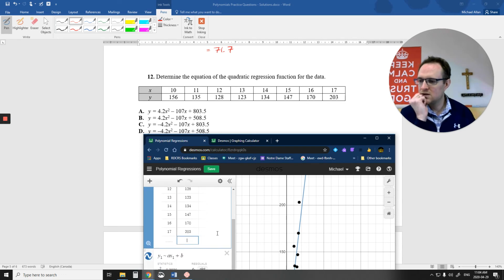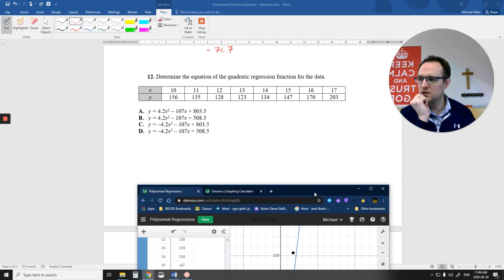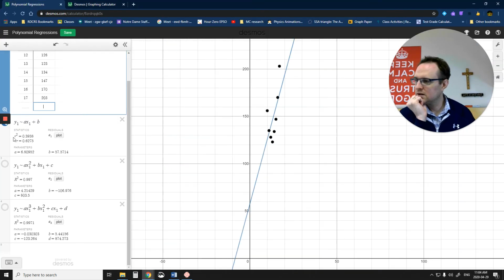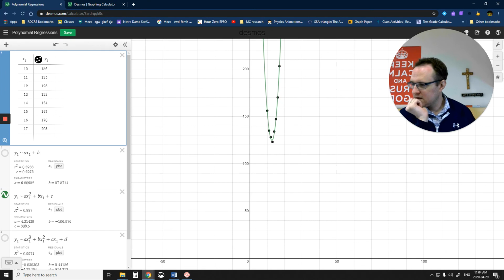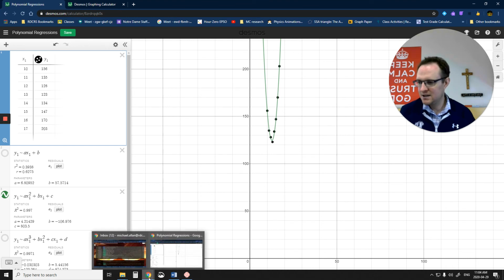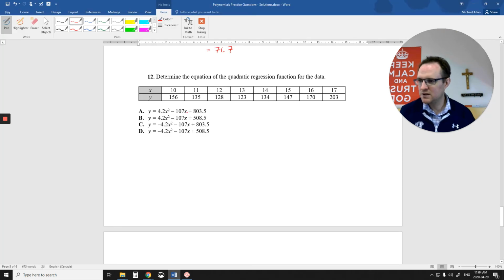Everything looks like it matched up there. Okay, quadratic. Let's do the quadratic one here. Turn that on. Oh yeah, my A is a positive 4.2. My B is a negative 107. So let's go back to my question here.